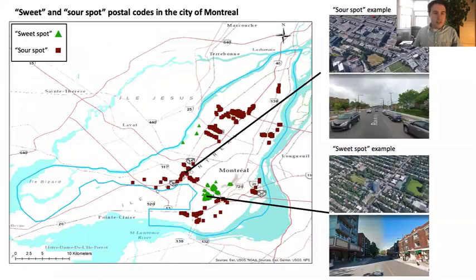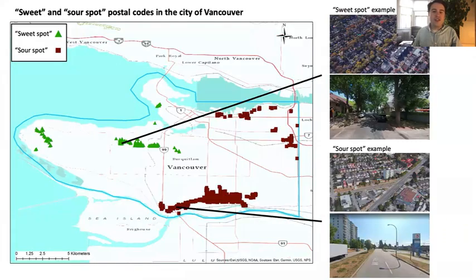So this is the sweet and sour spot map of Montreal and of Vancouver. Again, we see clusters of sweet and sour spots in each city. In Vancouver, sweet spots are clustered in the Kitsilano neighborhood, and sour spots are clustered in the east and south of the city. George, you could send the next poll question, please.